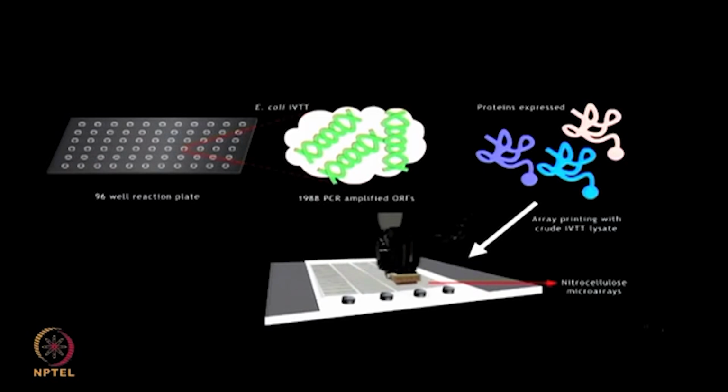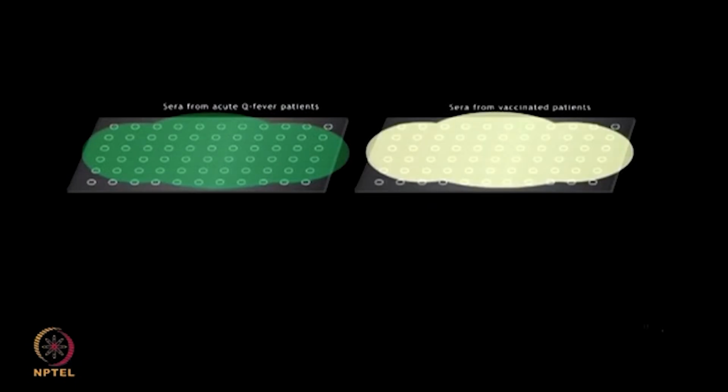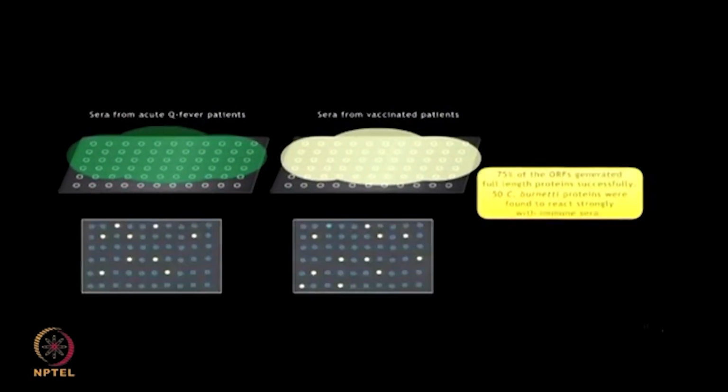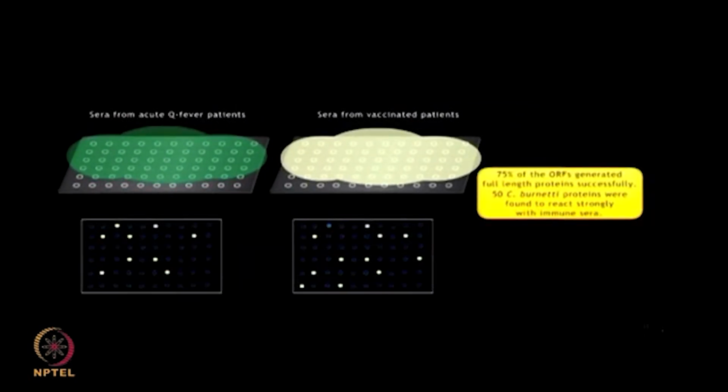75% of the open reading frames were successfully generated as full length proteins by using the cell-free expression system and then spotted onto nitrocellulose arrays. These cell-free expression based microarrays were probed with sera from patients who had been vaccinated as well as acute Q fever patients. Fifty proteins were identified that were found to react strongly with the immune sera.